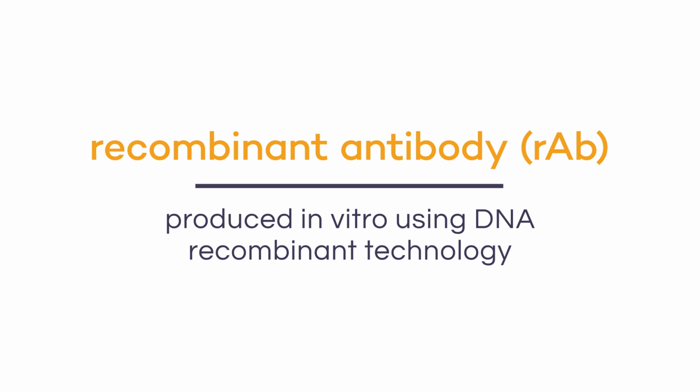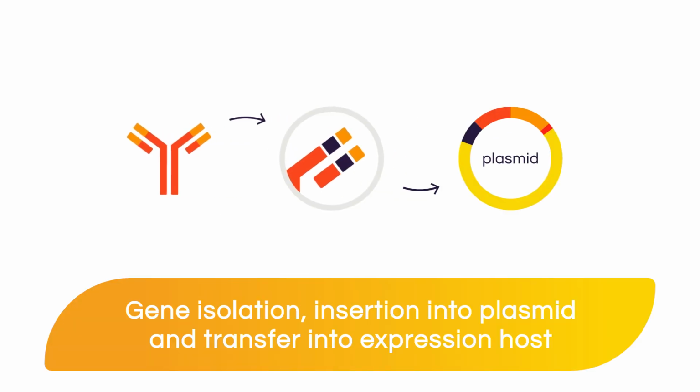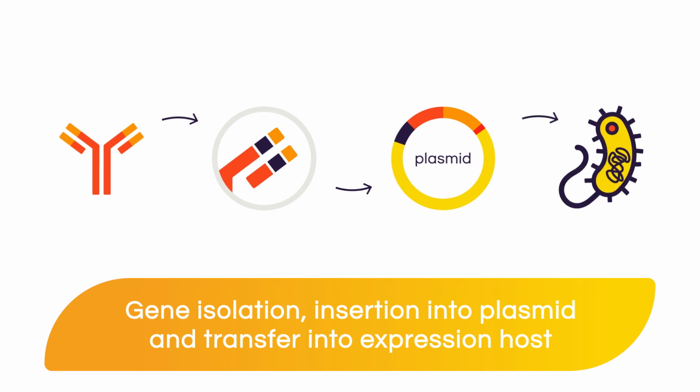The third and final category you could choose from would be recombinant antibodies. These are antibodies produced in vitro using recombinant DNA technology. The specific gene fragment that codes for the variable region of an antibody of interest is cloned into a plasmid, which is then transferred into an expression host, such as bacteria, yeast, or a mammalian cell line.